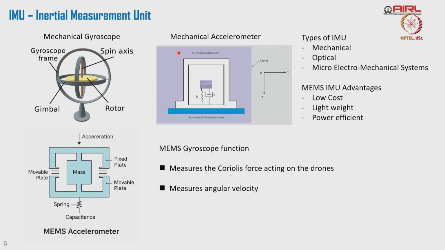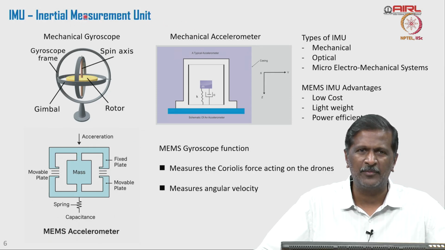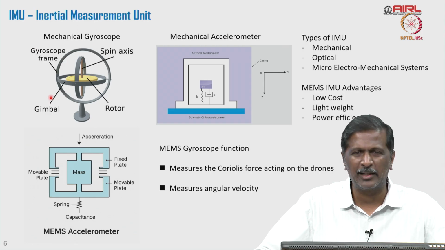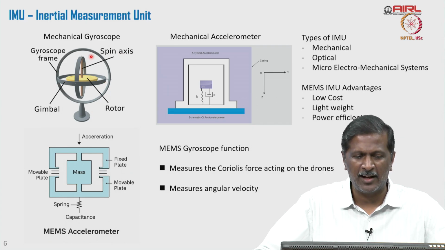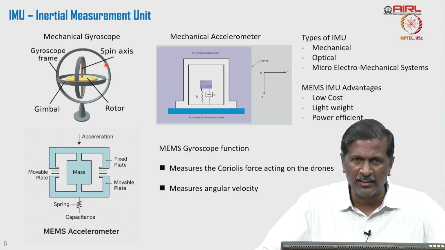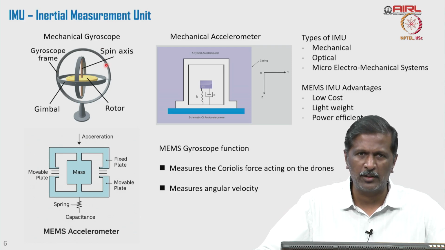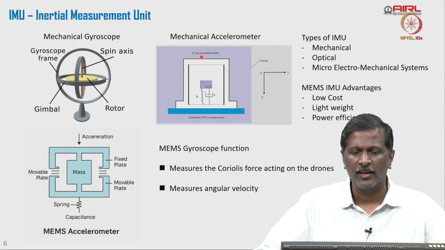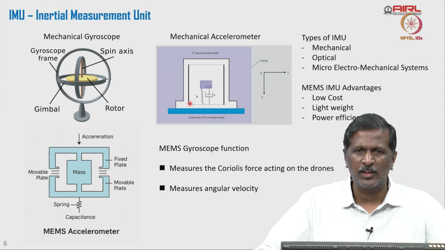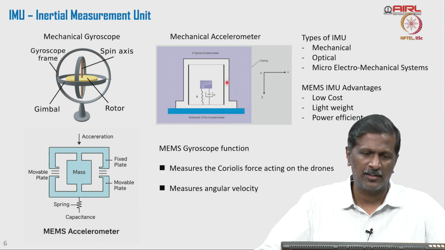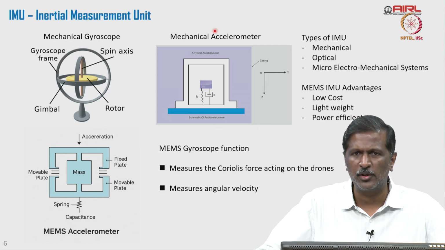Now let us look at the classical inertial measurement unit. A typical mechanical gyroscope has a gyroscope frame, a gimbal, and the axis about which the rotor spins, that is the spin axis. If I have the mechanical gyroscope kept on the vehicle, I can measure the rate of angular motion about that particular axis, right. A mechanical accelerometer is a spring mass damper system, right. How the mass vibrates with respect to the acceleration of the vehicle, I can measure that and use it, right.